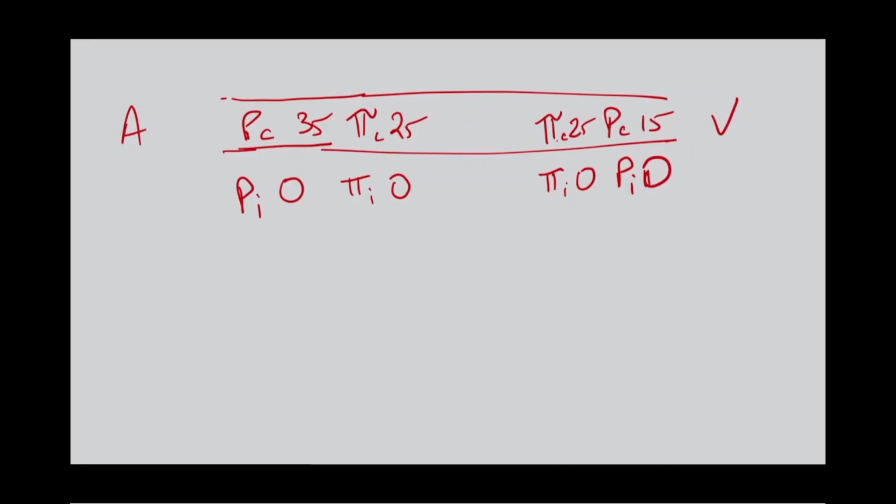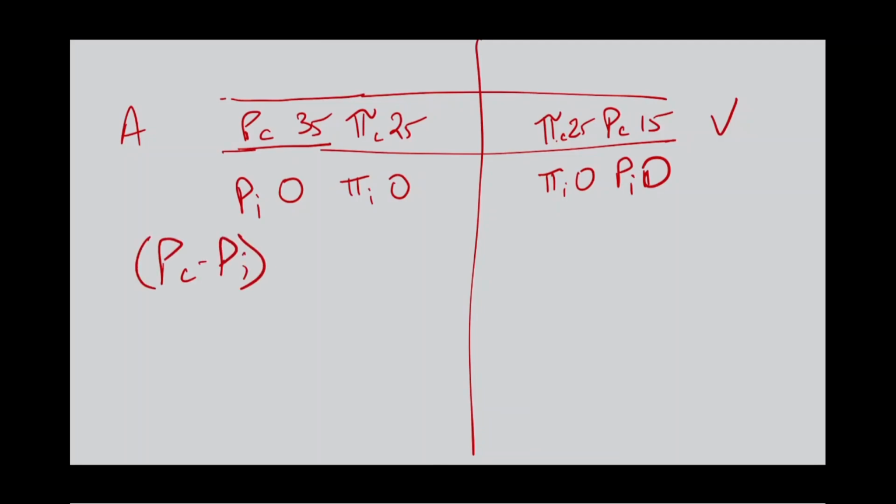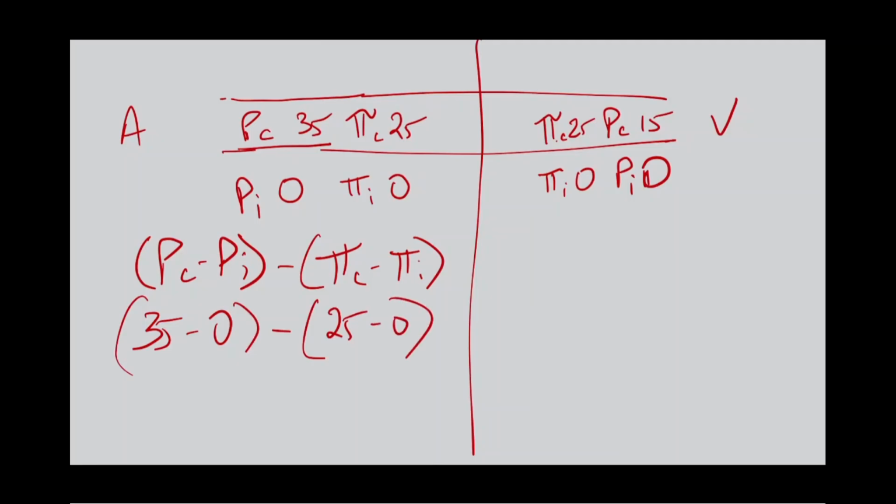So, on the arteriolar end, if we set up the equation, PC minus PI minus oncotic pressure of the capillary minus oncotic pressure of the interstitial space. So on this end, we get 35 minus 0 minus 25 minus 0. 35 minus 25 equals plus 10.